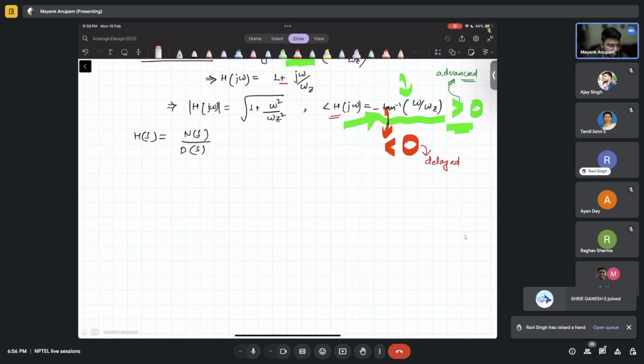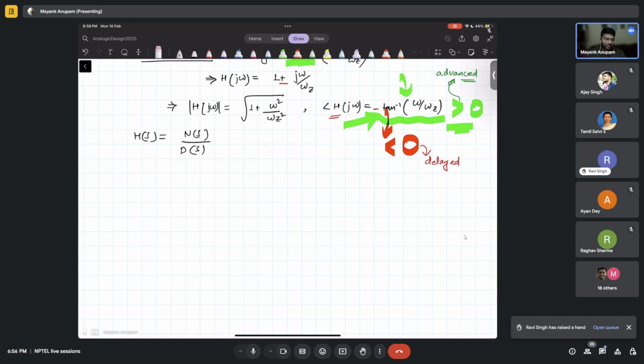Ravi, you have a doubt? Yes. In systems where we have a significant delay and we want to improve the performance, like making the delay less, we can introduce a zero as well, right? Exactly. Very good point.